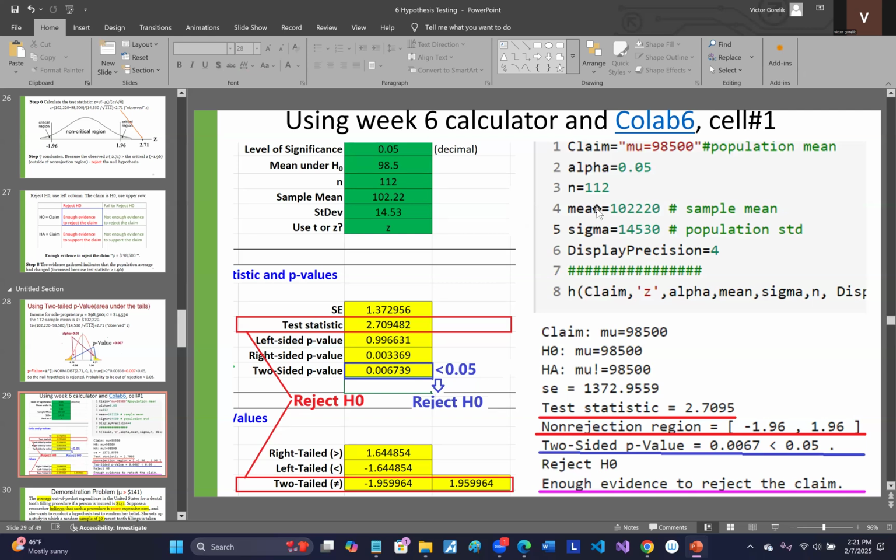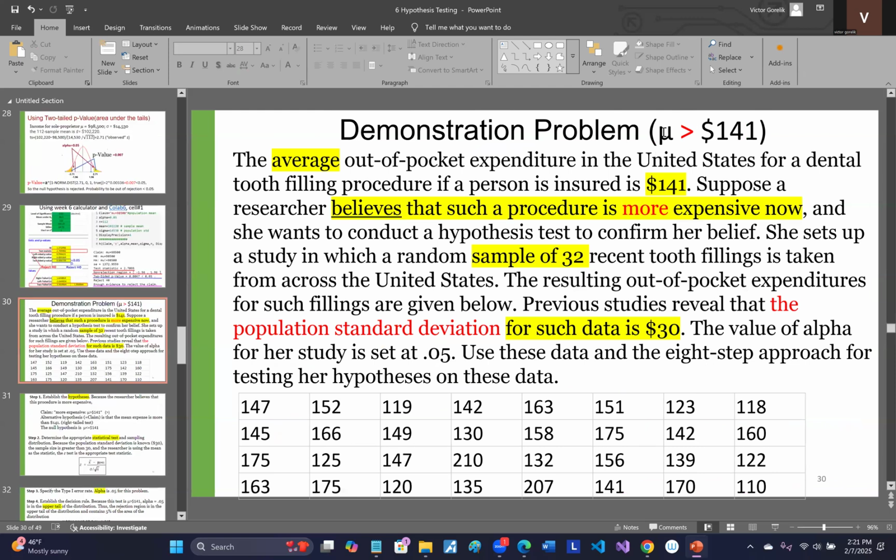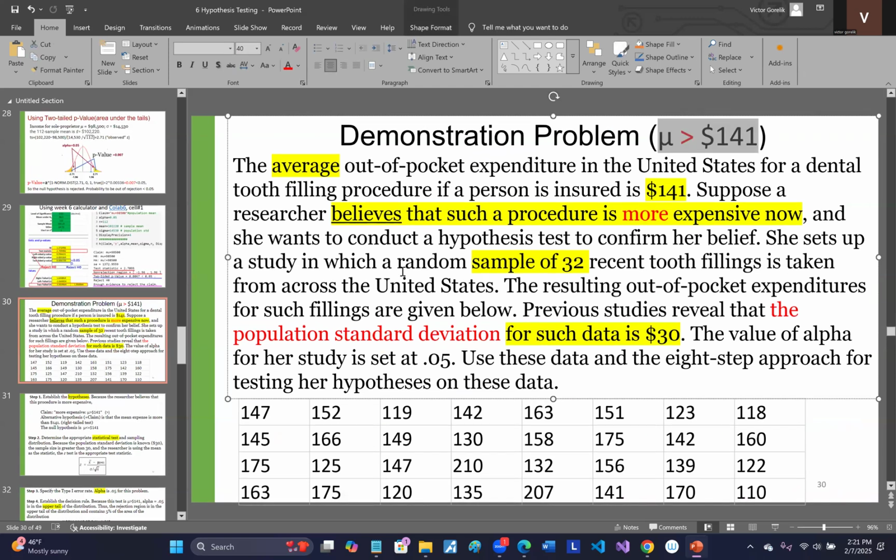If we enter the input values into Colab 6, the link is in the description, we will have the same results as in the week 6 calculator, plus the decision on the claim: enough evidence to reject the claim. The next problem illustrates how to solve one-tailed problems. The average out-of-pocket expenditure in the United States for a dental tooth filling procedure if a person is insured is $141.